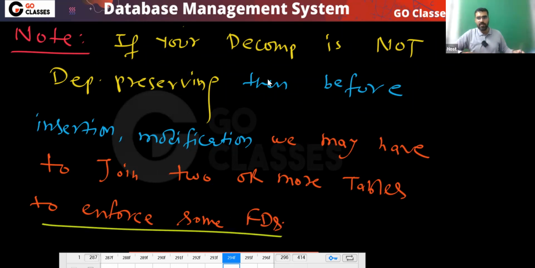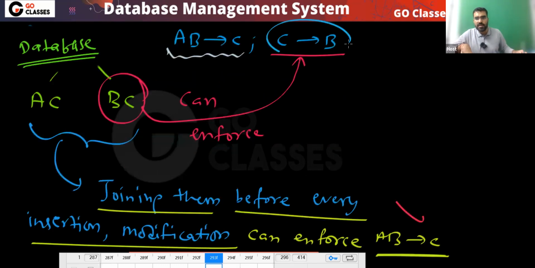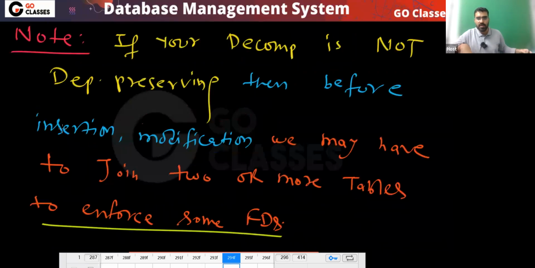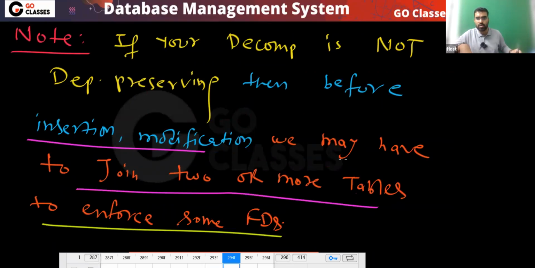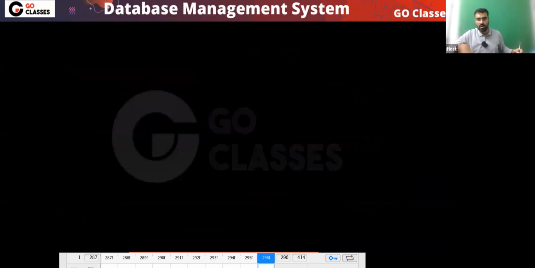Okay, but it will not happen for every insertion, right? Yes or no? It will not happen for every insertion because some FDs are already enforced. Like for example, this FD is already enforced. So I can say that for insertion or deletion, we may have to join two or more tables to enforce some FDs. This is your final point.